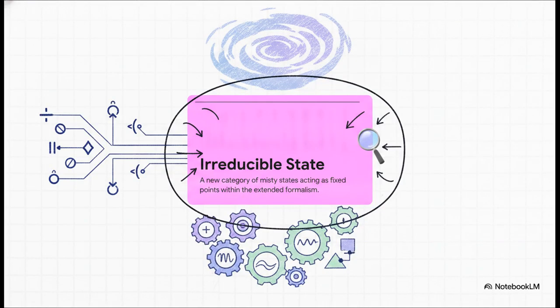German's primary addition to the framework is this concept of irreducible MISTY states. In this term rewriting system, an irreducible state acts as a fixed point. Basically, it's a state that just cannot be further simplified or rewritten using the rules of the system. By defining these fixed points, German gives the MISTY framework a much more robust structure, which is exactly what allows it to handle advanced quantum scenarios without breaking down.